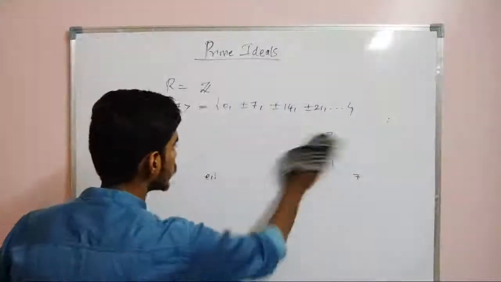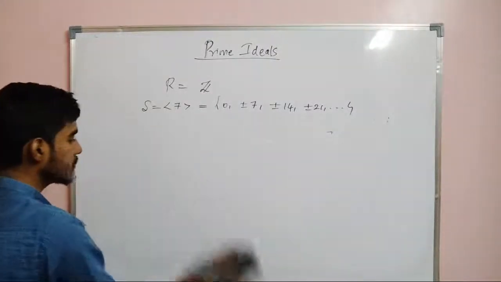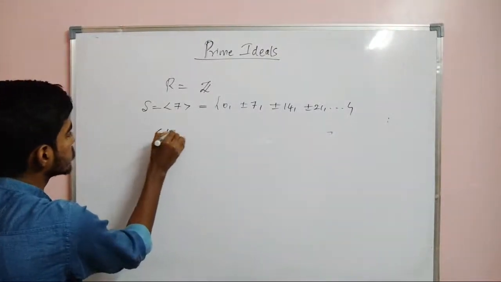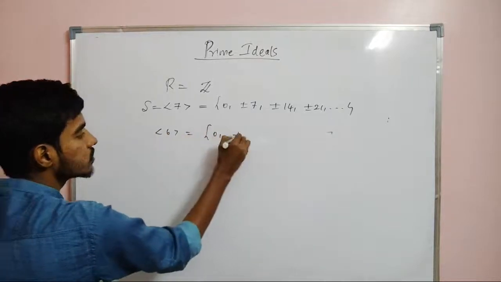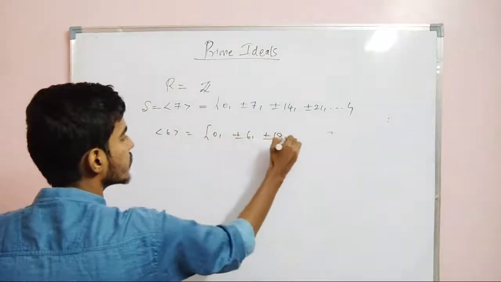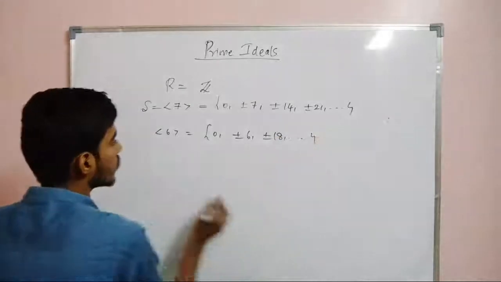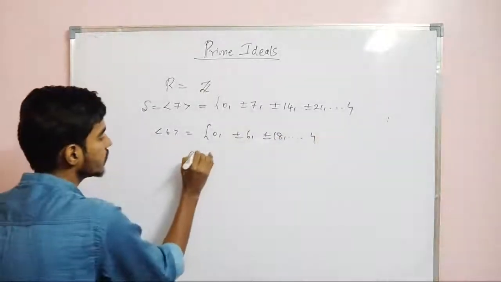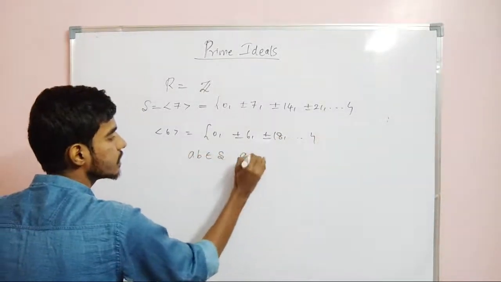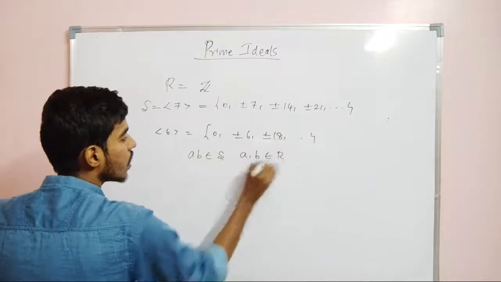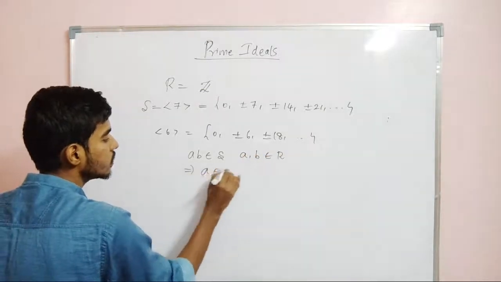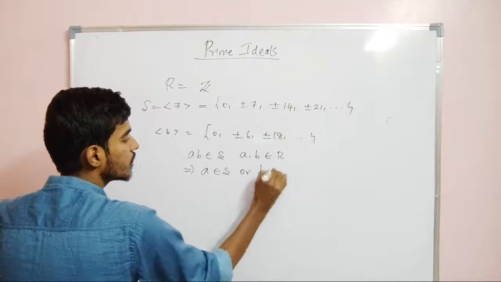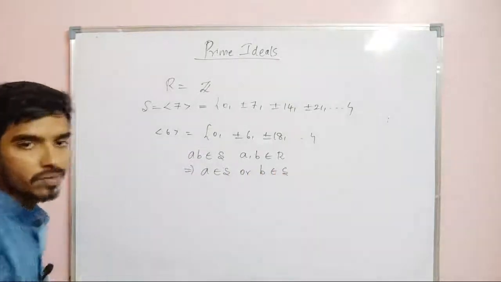Now what can you say about the ideal generated by 6? This set contains 0, plus or minus 6, plus or minus 12, and so on. Now if AB belongs to S, with A, B in R, this implies A has to be in S or B has to be in S. Is this a prime ideal?